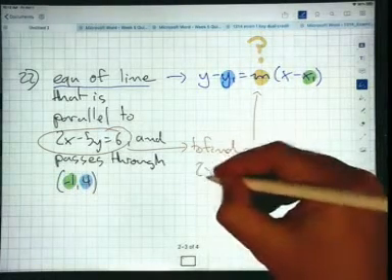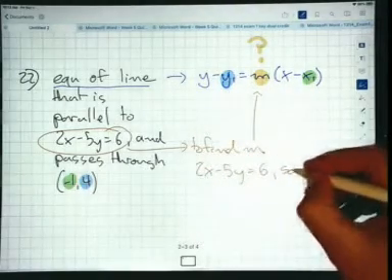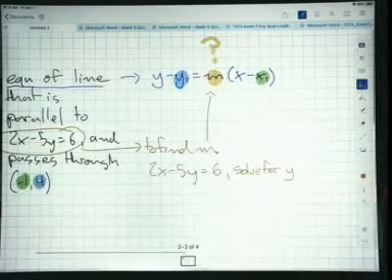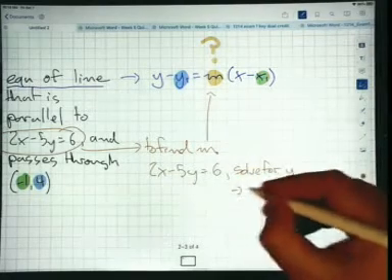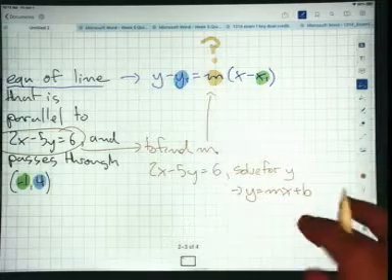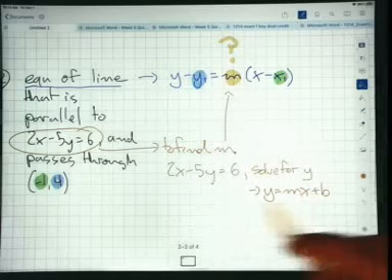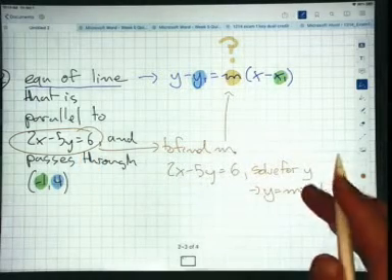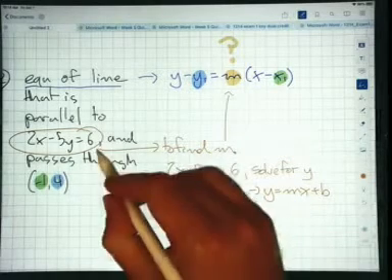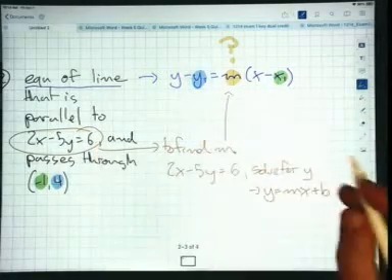Alright, so let's start off with that equation, 2x minus 5y equal to 6, and let's solve for y. There's a reason that we solve for y, because if we solve for y, we're going to get y is equal to mx plus b. We will then know what the slope is of this line. I'm not talking about this line yet, I'm talking about this line.